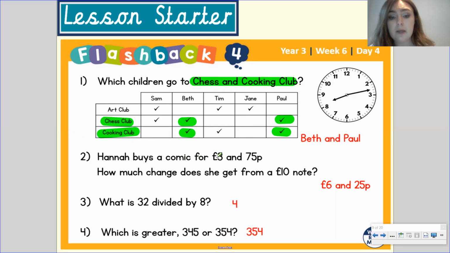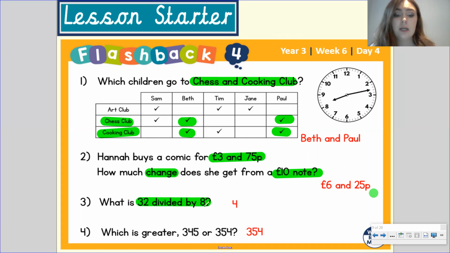Hannah buys a comic for £3.75. How much change does she get from a £10 note? So you needed to do here £10, take away £3.75, which would give you the answer of £6.25. Well done if you got that correct. Question number 3 says, what is 32 divided by 8? So you needed to share 32 into 8 equal groups, which would give you the answer of 4. Well done if you got that correct.